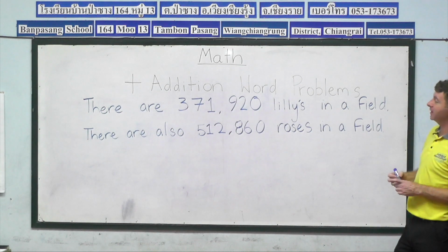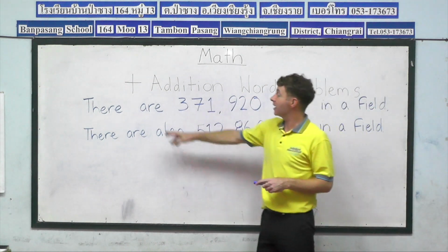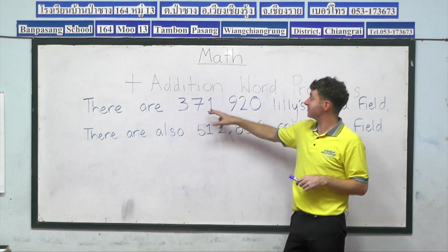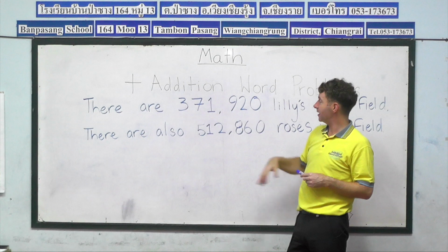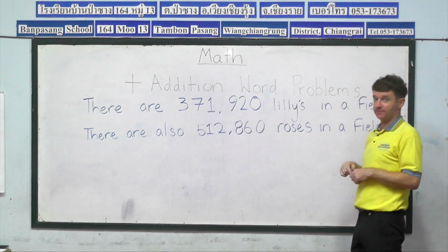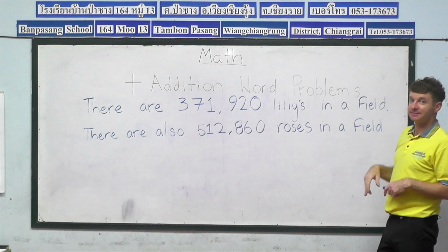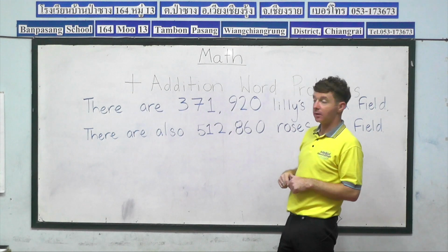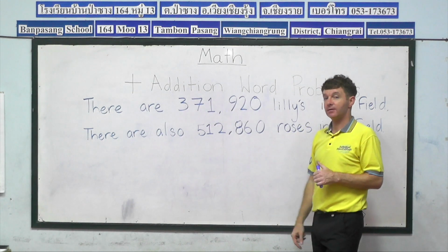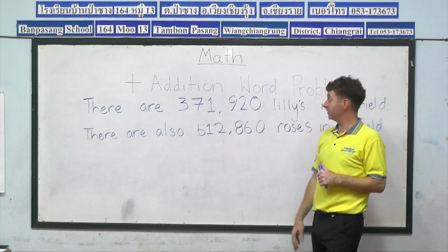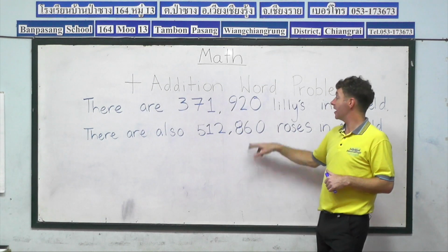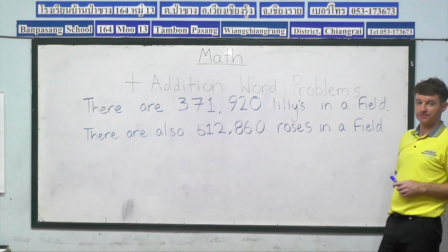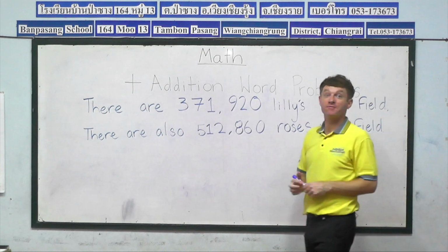Okay, so now let's read the first part of our word problem. There are 371,920 lilies in a field. There are also 512,860 roses in a field. Yes. So now, time for our question.